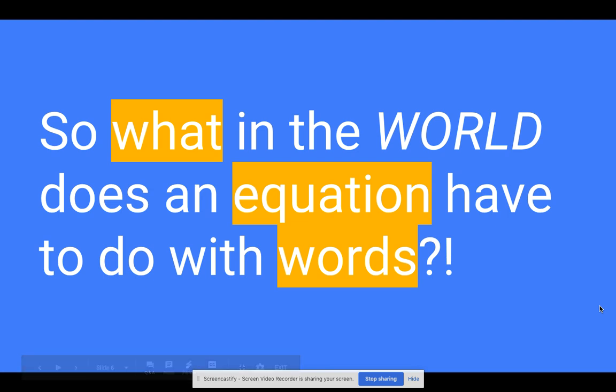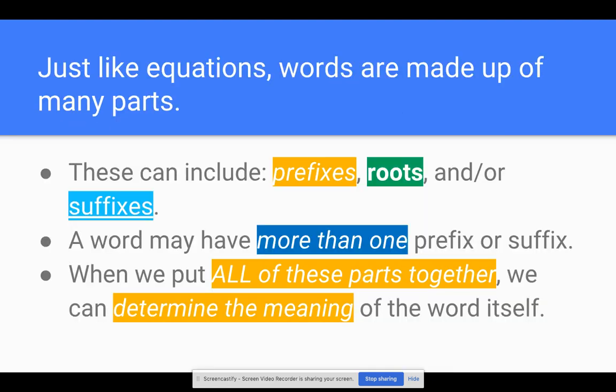So the big question you may be having is, this is ELA class. What in the world does an equation have to do with words? And just like equations, words are made up of many, many different parts. These can include prefixes, roots, and or suffixes. A word may have more than one prefix or suffix, and most complex words in the English language actually do have more than one. What happens is we take all of these parts and put them together. And when we do that, we can determine or infer the meaning of the word.